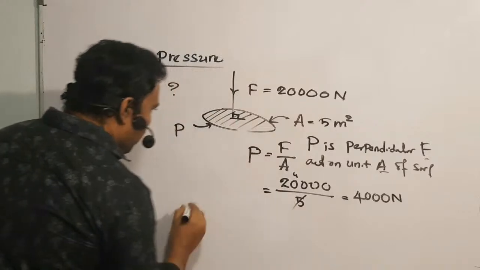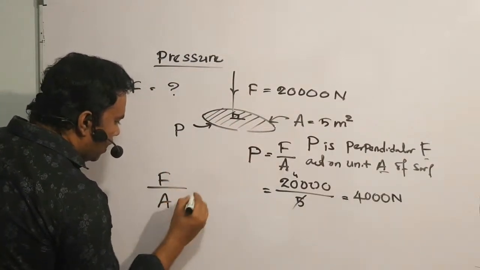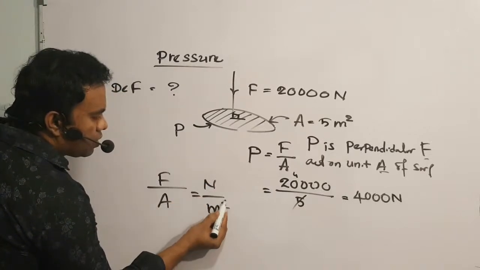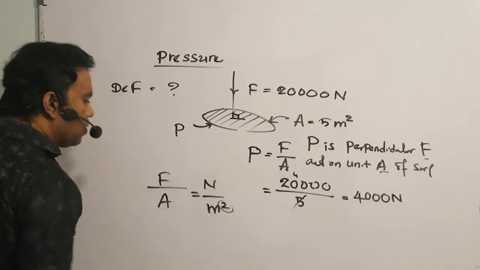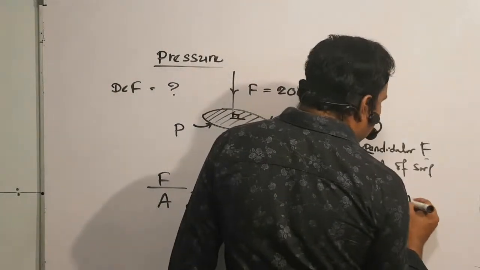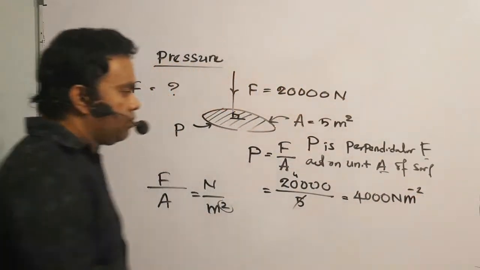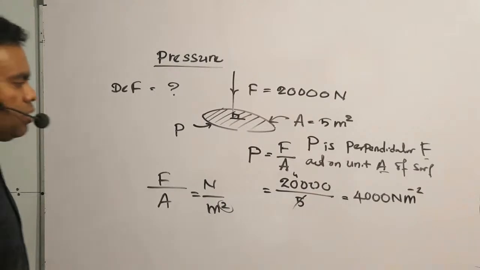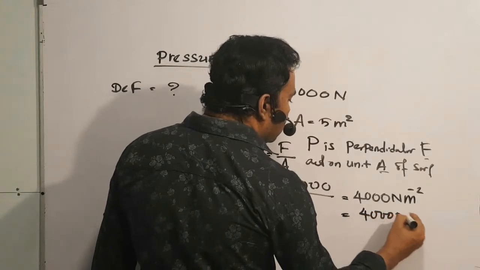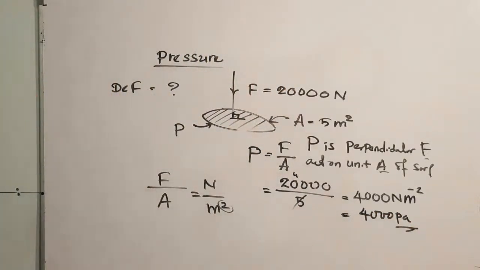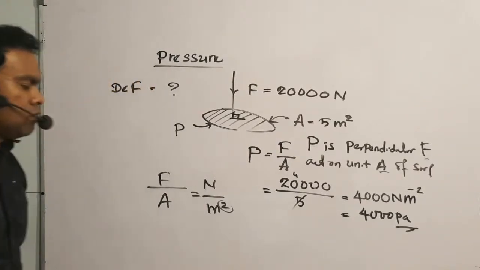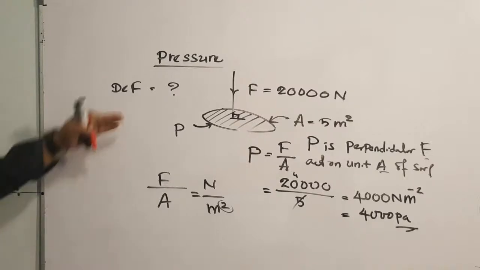Okay. Force is over area. Force is measured in newtons and area in square meters. Yes, this positive power goes to the numerator as a negative power. So meter to the power minus 2, newtons per square meter. So we call that Pascal. So 4,000 Pascal, the same thing. Okay. So these are the basic things.